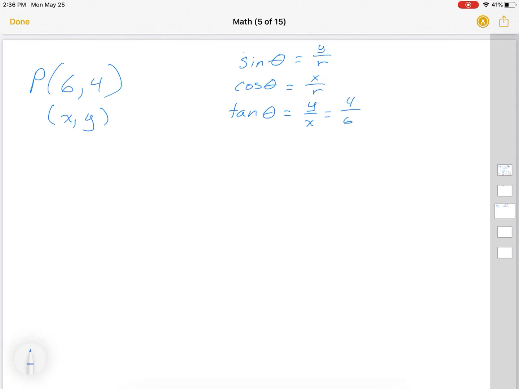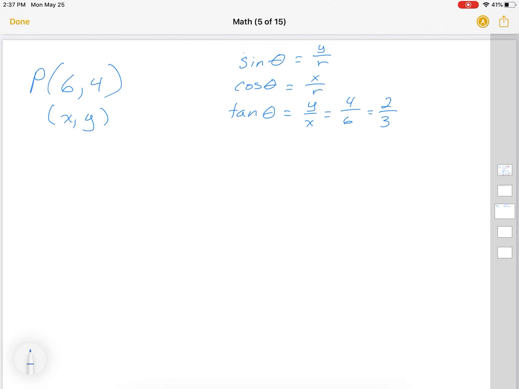Now, some of you did not reduce completely, so we'd reduce that to 2/3. It's exact values. So we would leave it at that. We would not go 2 divided by 3 because we would get a repeating decimal. We want exact values, okay?